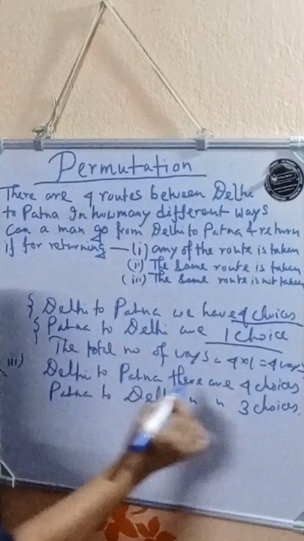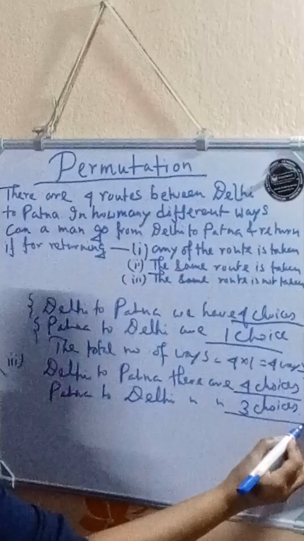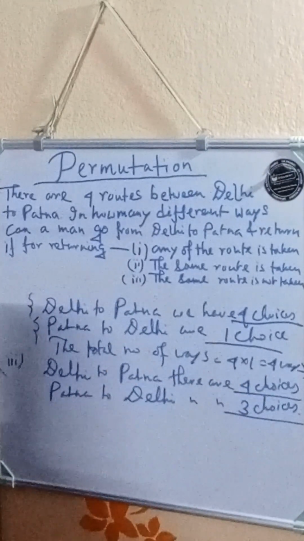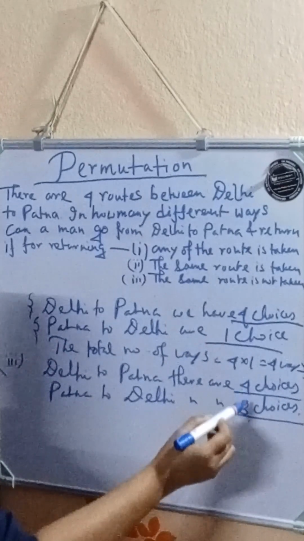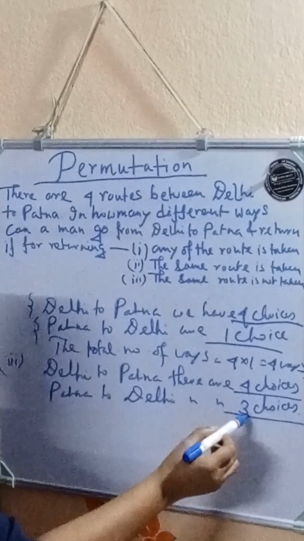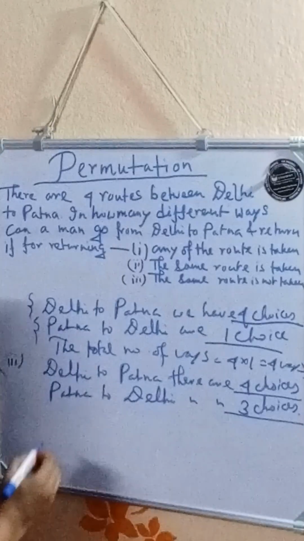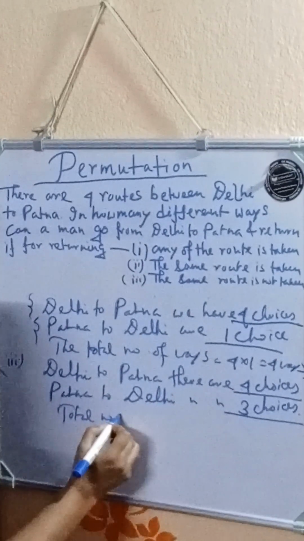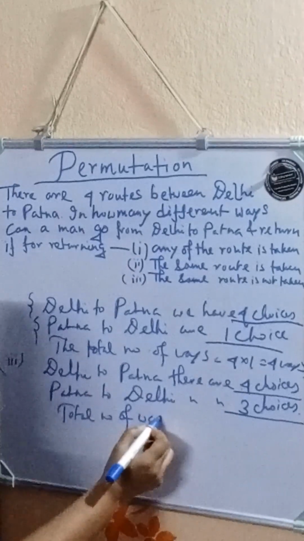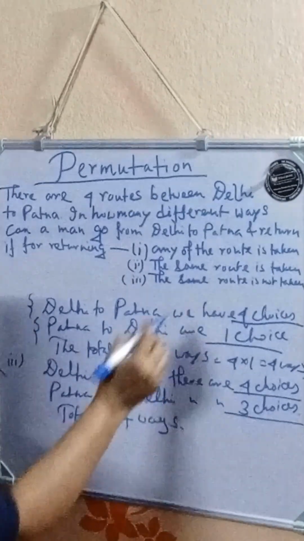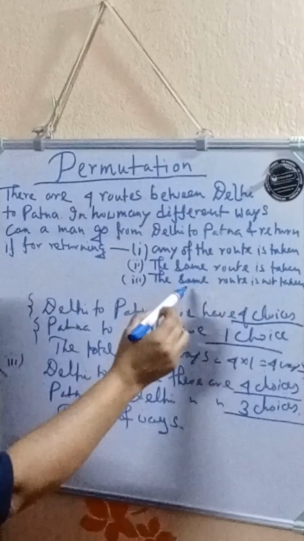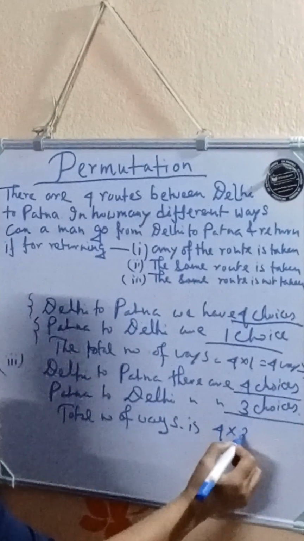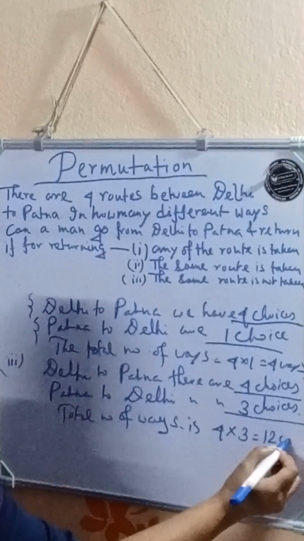Now these 2 events are dependent events. One is occurring in m ways, another is occurring in 3 ways. For each of these m ways, the second operation is occurring in n ways. Therefore, the total number of ways when we don't follow the same route is 4 into 3 equals 12 ways.